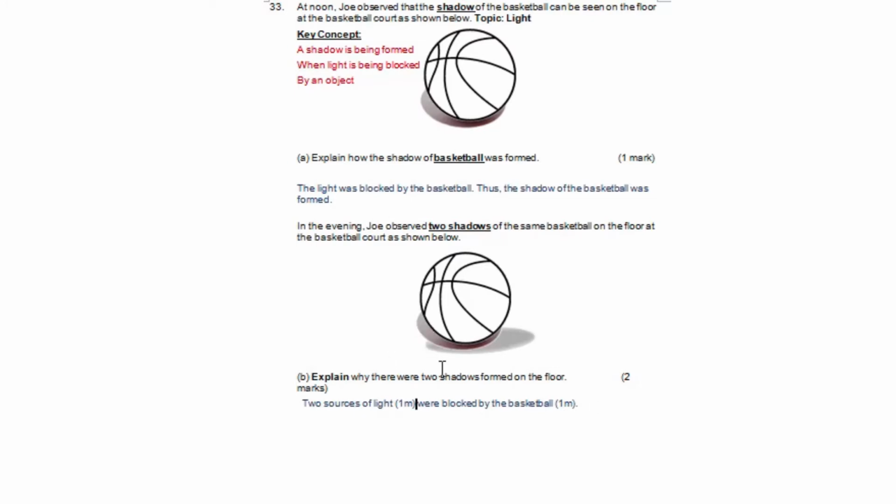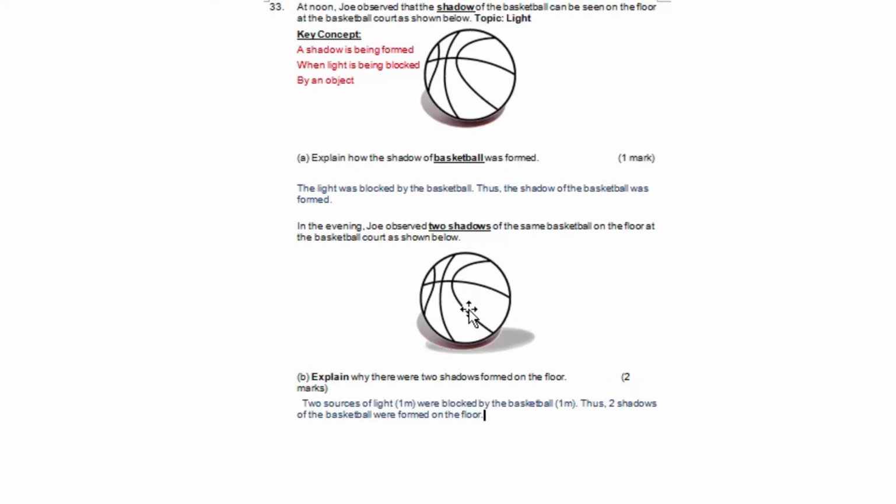So you just say two sources of light. There's two sources of light, because I need you to explain why there are two shadows: two sources of light blocked by the basketball. This is the key concept here. So then you can say, thus two shadows of the basketball were formed on the floor. That's all. Okay, so that is it for this question.